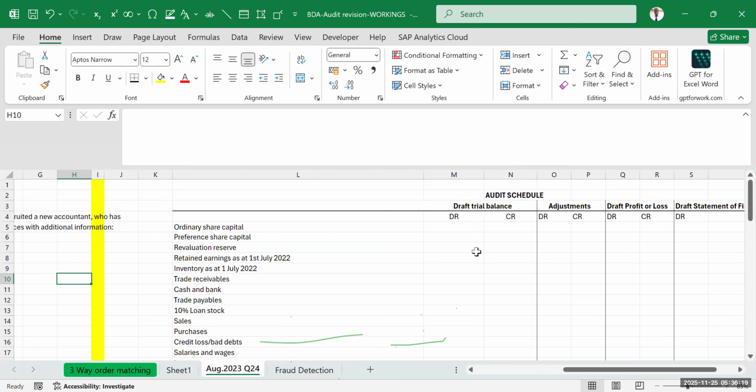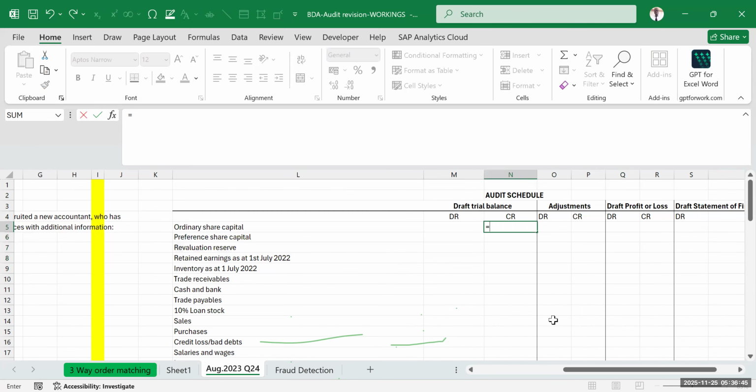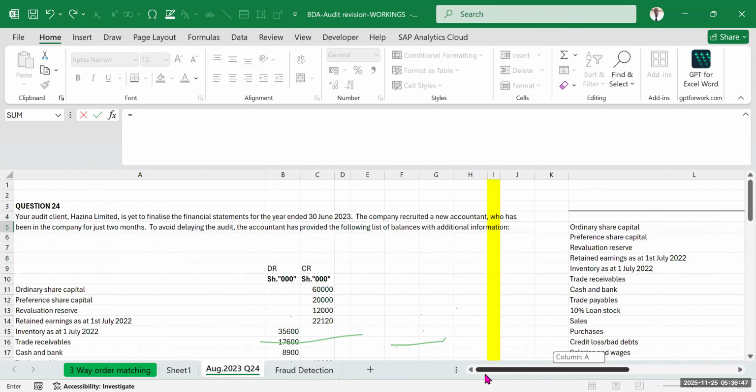So we want to start by doing the entries. Ordinary share capital, preference share capital, revaluation reserve, and retained earnings. These first four elements are elements of equity. And we know these elements of equity or capital normally go to the credit side of a trial balance. So we go to the credit column, and we refer to the first element.